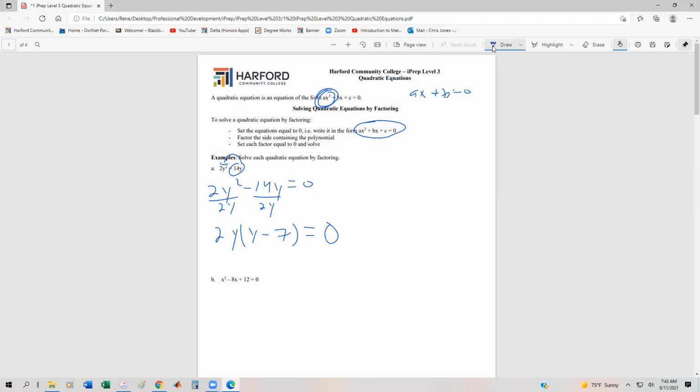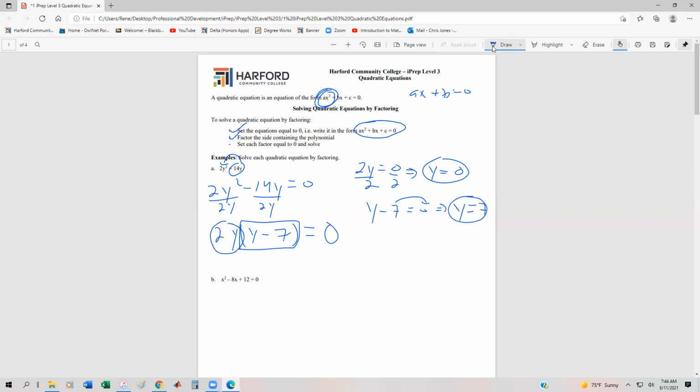So that's step 1, set the equation to 0. Step 2, factor each side. Now we're going to set both of the factors equal to 0. So we're going to get 2y equals 0. If we divide that by 2, that produces the solution y equals 0. And then y minus 7 equals 0. We would just add 7 to the right-hand side, and this would produce a solution y equals 7.